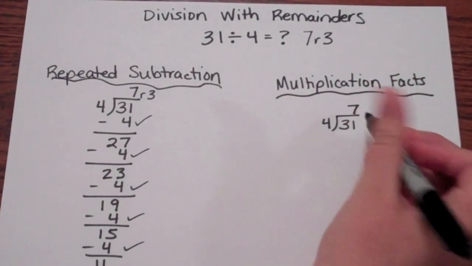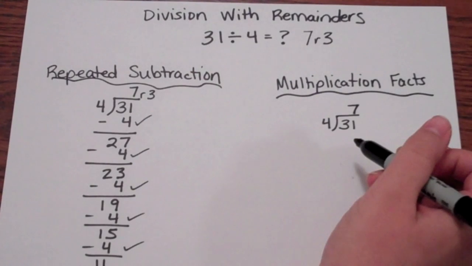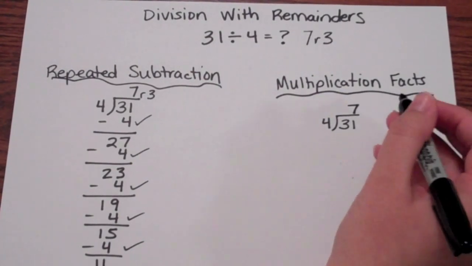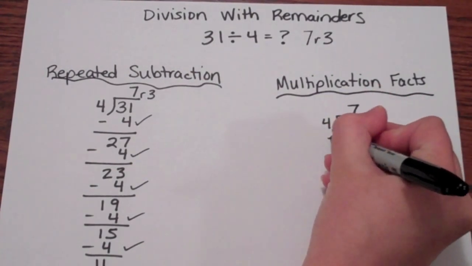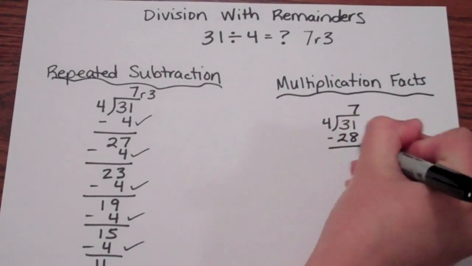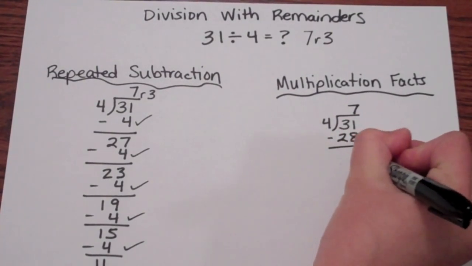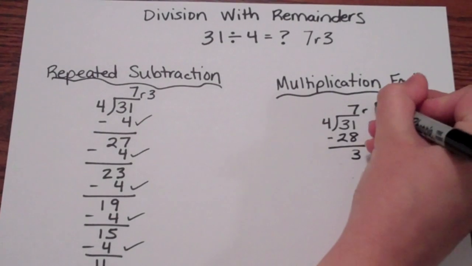Now, I know 4 times 7 is 28, so there must be a remainder. To find my remainder, I'm going to subtract 31 minus 28. The difference is 3, so my remainder is 3.